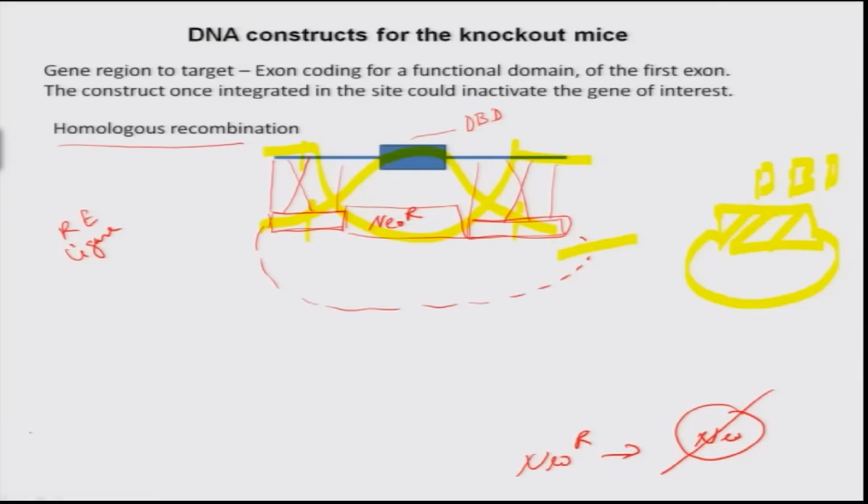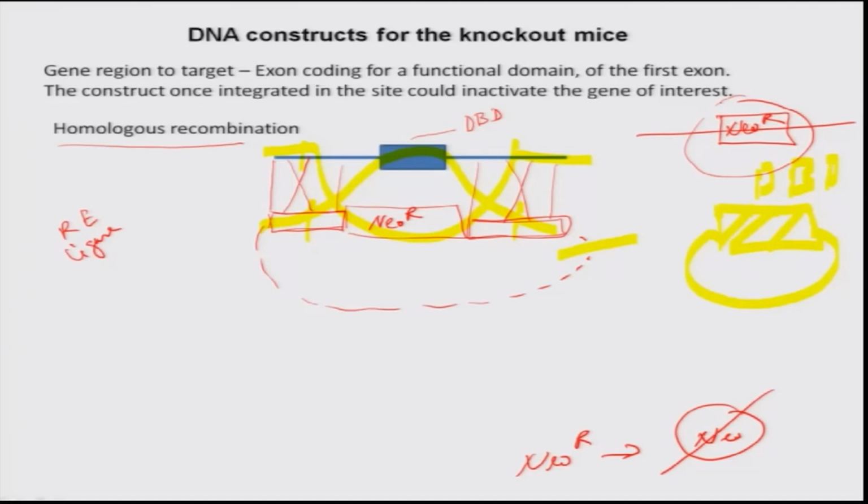So, your gene would look like this. Now, in the exonic region, you have the coding region for neomycin resistance. So, once it gets in, you grow the cells in the presence of neomycin. Now, all the cells that carry this DNA fragment would survive in the neomycin.